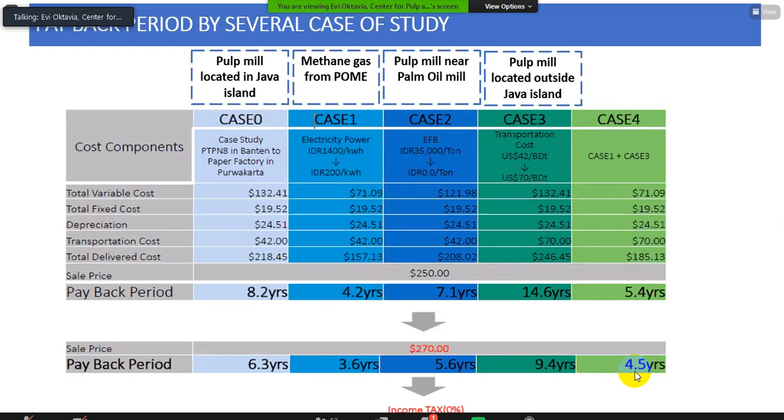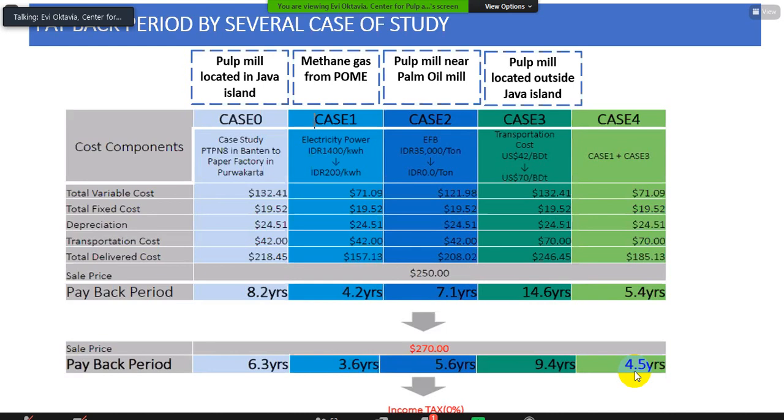And the last case, which we think is the best case of the model, combines case number one with case number three. We combine introducing methane gas from POME, and we locate the mill outside Java Island and also near a palm oil mill. And we will get a payback period of around 4.5 years, compared with the price of OCC.